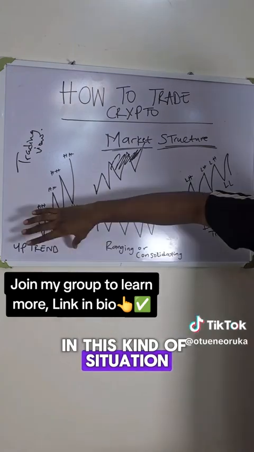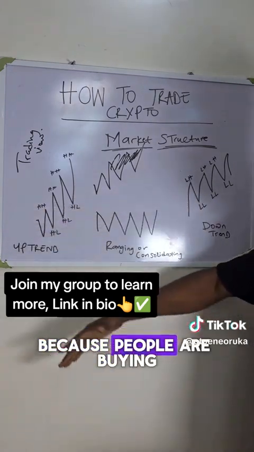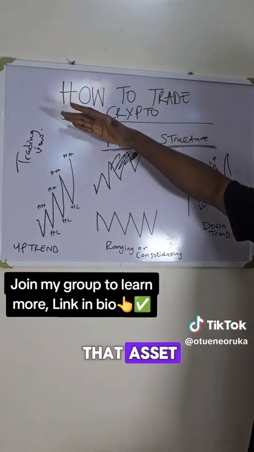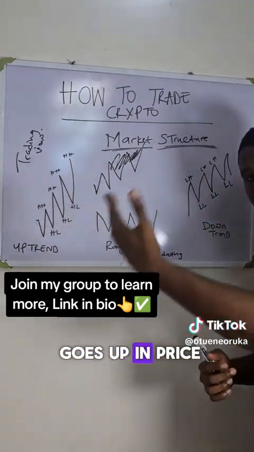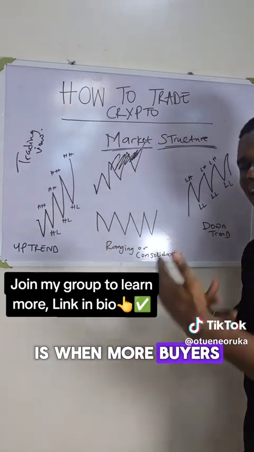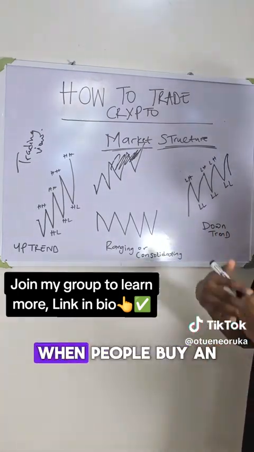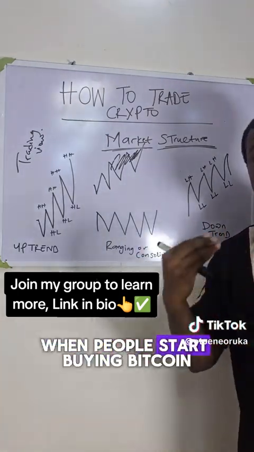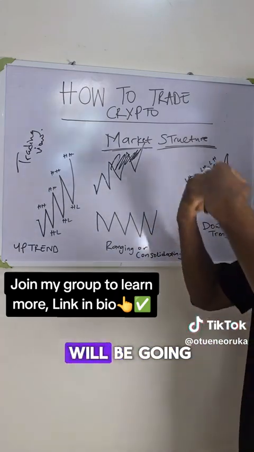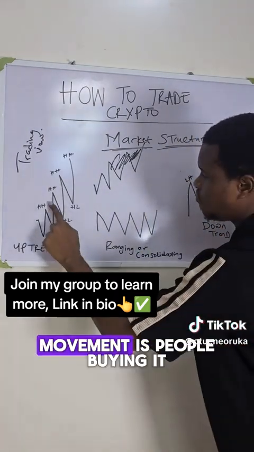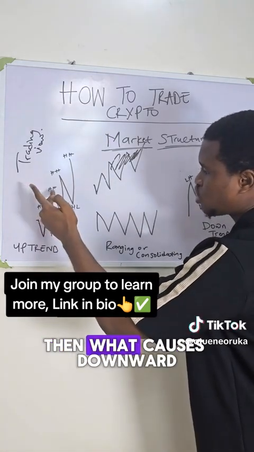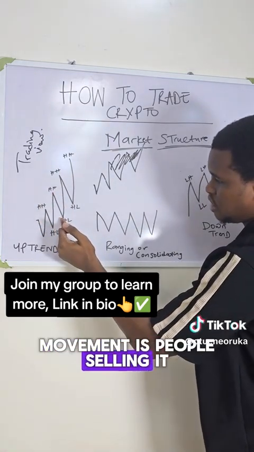In this kind of situation, we'll say the market is bullish because people are buying that asset. What makes an asset go up in price is when more buyers are in the market than sellers. When people start buying an asset, let's say Bitcoin, the price of Bitcoin will be going up. So what causes bullish movement is people buying it. Then what causes downward movement is people selling it, right?